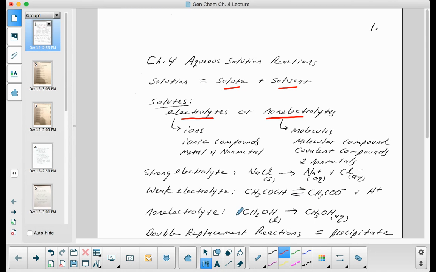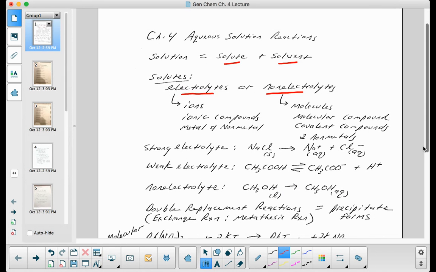And then we have non-electrolytes, something like methyl alcohol as a liquid. When placed in water, it just becomes that whole molecule, the methyl alcohol molecule, as dissolved in water, AQ. That's what your state symbol means there. AQ means it's in water. Liquid means that it's just a pure liquid.